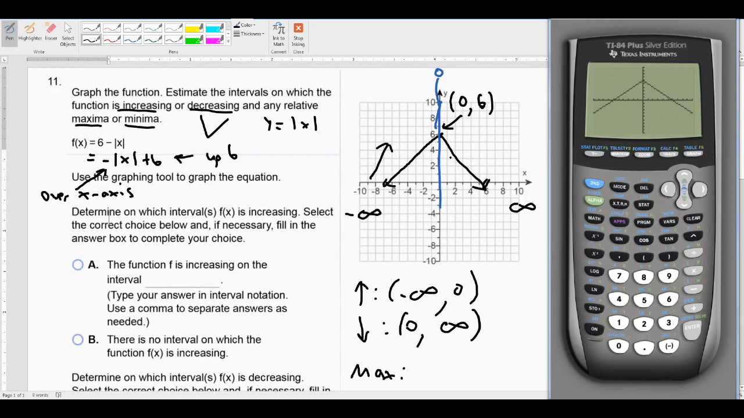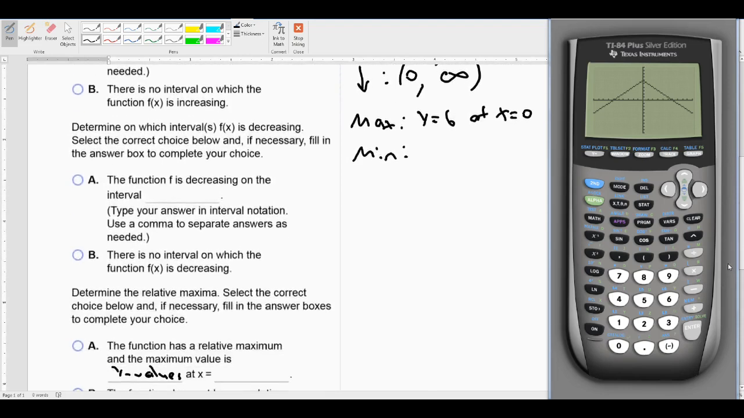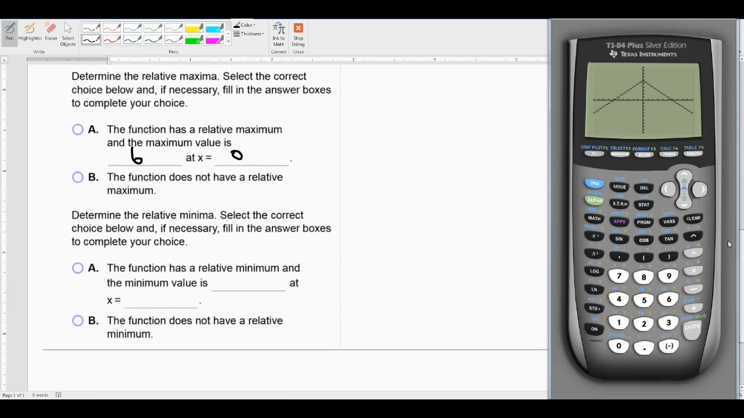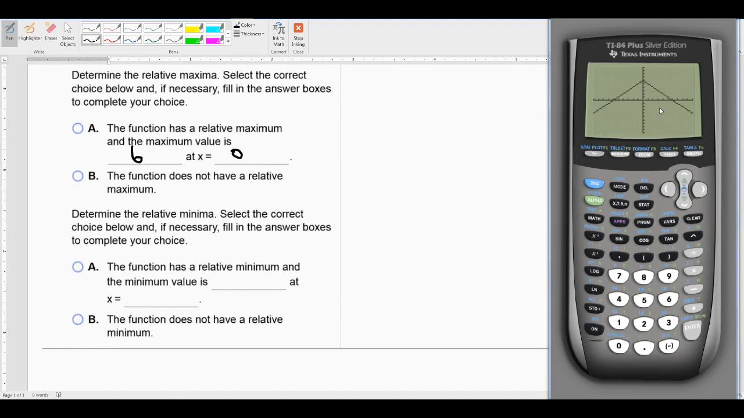Well, this has a max because a max looks like this, a min looks like this. So there's no min because nothing looks like that. So the max is actually y equals 6, or just 6, at x equals 0. And that's how these kinds of problems are set up, they'll want you to write it like that. So I just want to leave off the y, just say 6 at x equals 0. And then we have the graph on our screen. It doesn't have a low value, a valley. And so you just pick the part that doesn't have one. And that's how you do it.